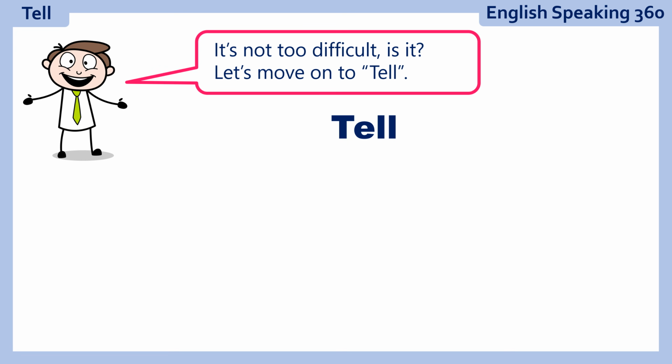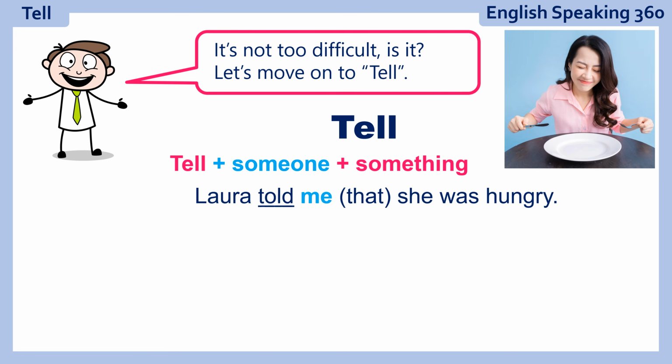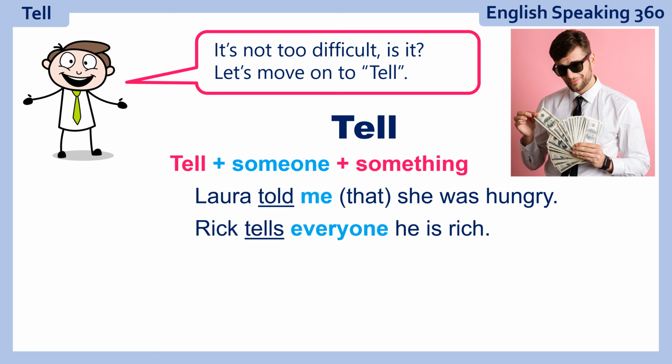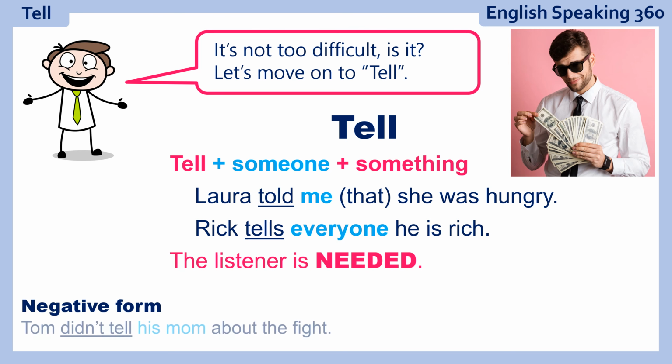Now let's move on to tell. Tell someone something. Laura told me that she was hungry. Laura told me she was hungry. Rick tells everyone he's rich. So you see, in both cases, you have a listener because the listener is needed with the verb tell. You must have it.